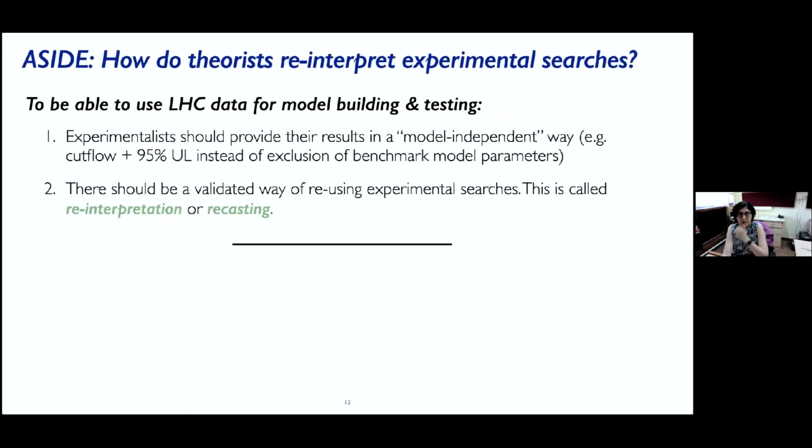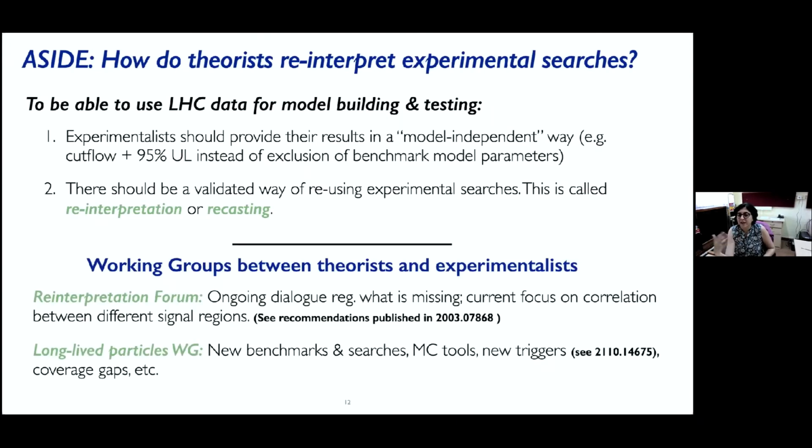So how would you go about doing this? There are some things that you need to be able to do this. First of all, results that you get from the experiment should be presented in a model independent way. So you give a cut flow of all the cuts for some benchmark so you can validate it. And then you have upper limits on what cross sections are expected to survive these cuts. If you use this, then this is called reinterpretation or recasting. And to make this work, as you can imagine, there's a lot of back and forth information exchange that is needed.